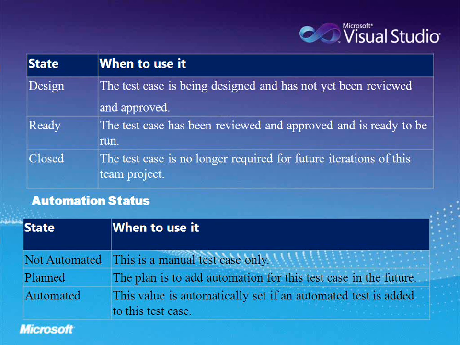Then the plan means, yes, in future I want to go with an automation. So this is an automated test script. So now this third is automated. This value is automatically set if an automated test is added to this test case.